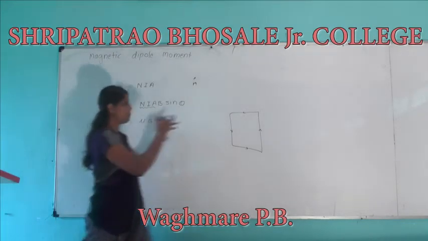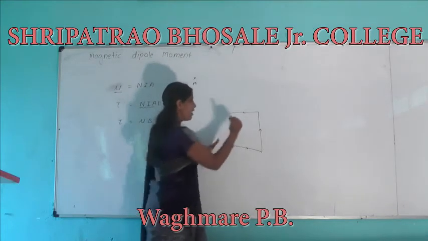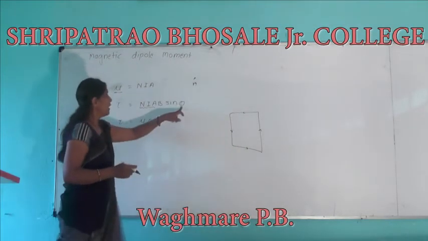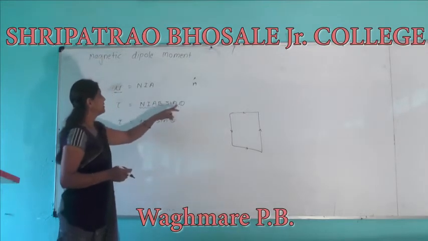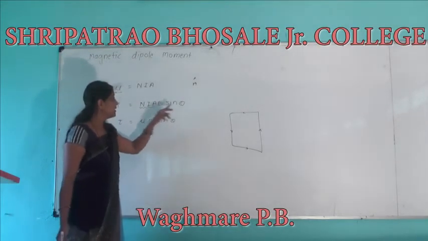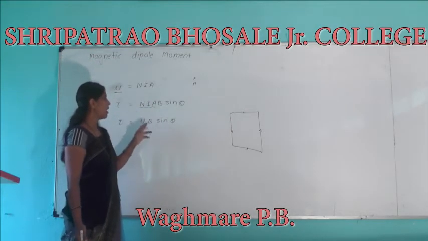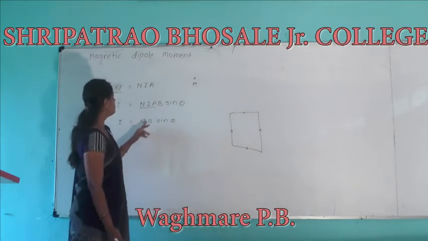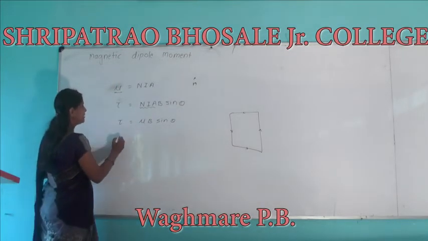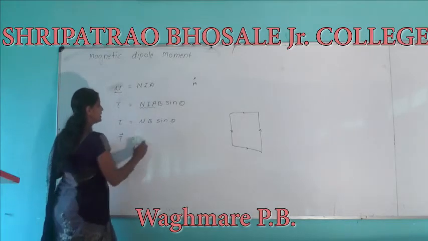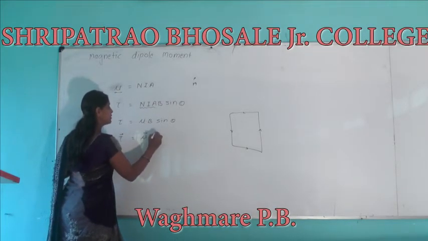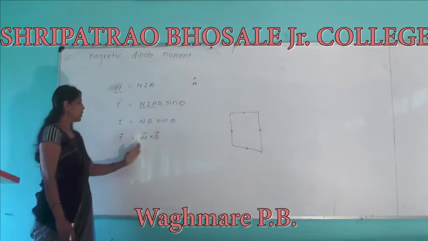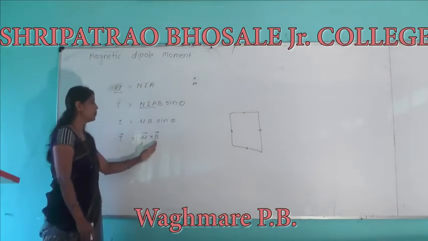Therefore, this will be the direction of magnetic moment. Therefore, we can say the direction of magnetic moment and the direction of area vector are the same. So we can take theta as the angle between A and B, or we can take theta as the angle between the direction of magnetic moment and the magnetic field. By using this, we can write the torque is equal to mu cross B. In vector form, the vector torque is equal to vector mu cross vector B.